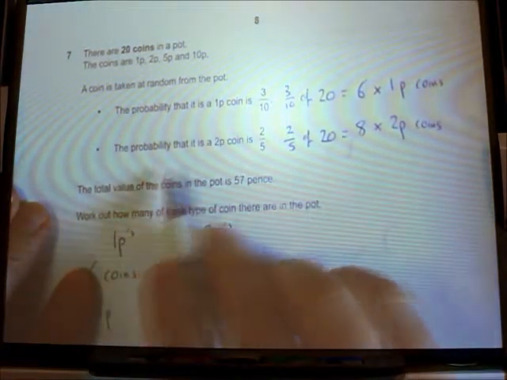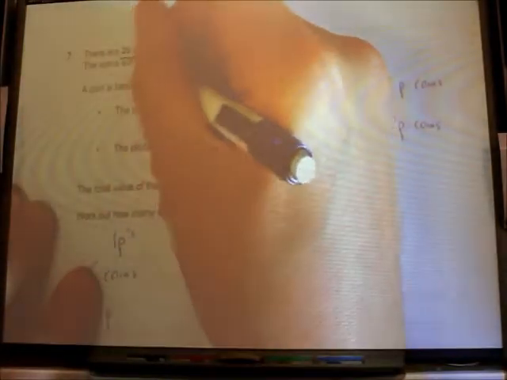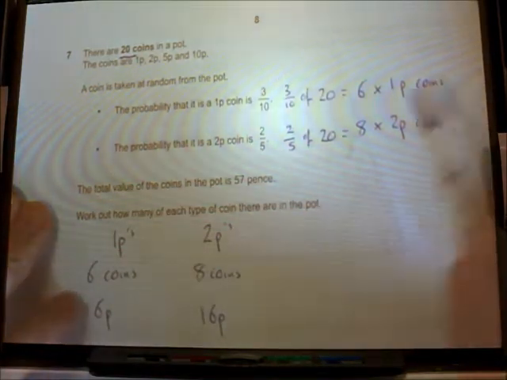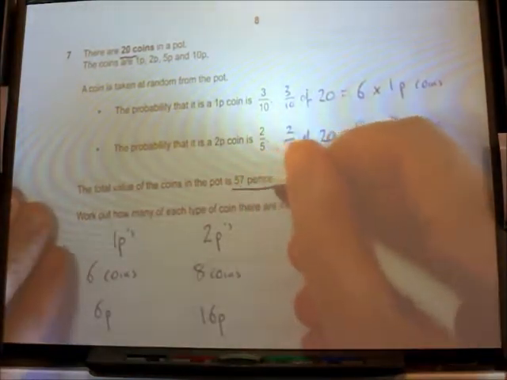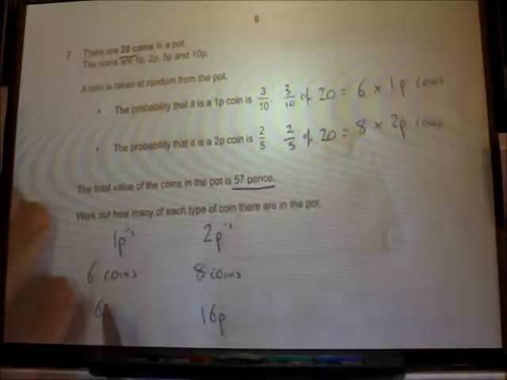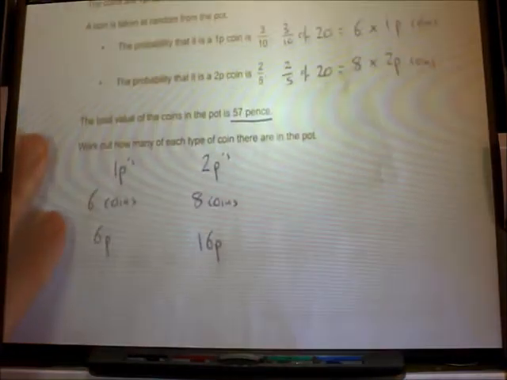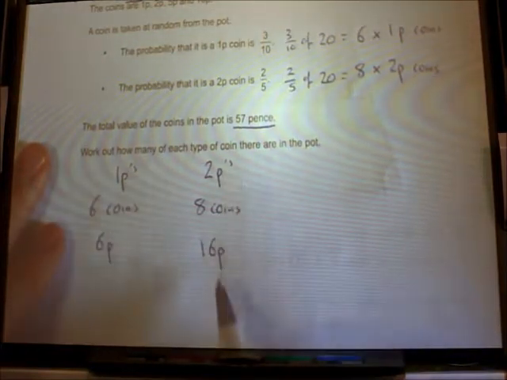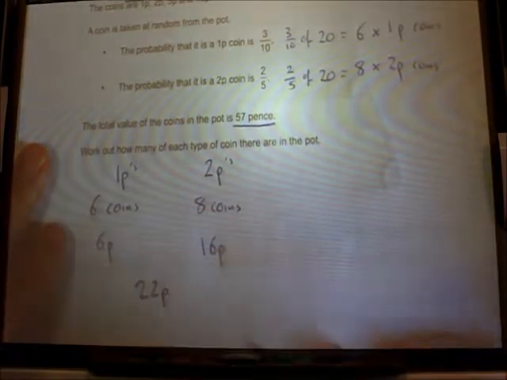The next bit, the probability that it's a 2p coin is 2/5. So we need to work out 2/5 of 20. That's where I'm getting the 20 from. It is 8. So there's 8 2p coins in there. The total value of the coins in the pot is 57 pence. Work out how many of each type of coin there are in the pot. Well, you've worked out that there are 6 1p coins. We did that up there. And that there are 8 2p coins. So at the moment, obviously 6 1p coins is worth 6p. 8 2p coins is worth 16p. So at the moment, we've got 22 pence.